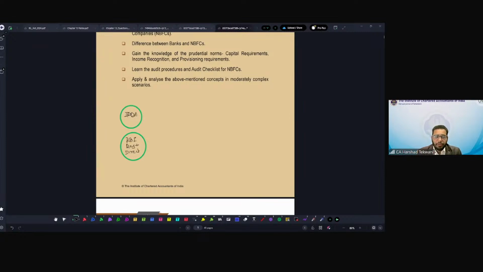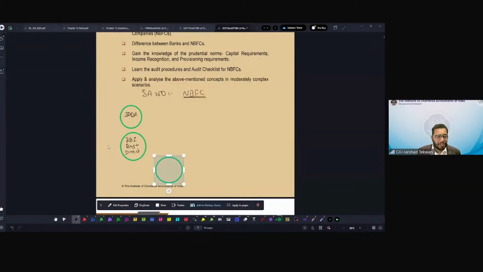Come on, guys. So I'm asking, which was the SA with respect to which we get an understanding of laws and regulations that are applicable to an entity? Okay, no issues. These are the laws and regulations applicable to entities having direct and indirect effect. Now, RBI regulations, directions. RBI Act is also there. Yes or no?